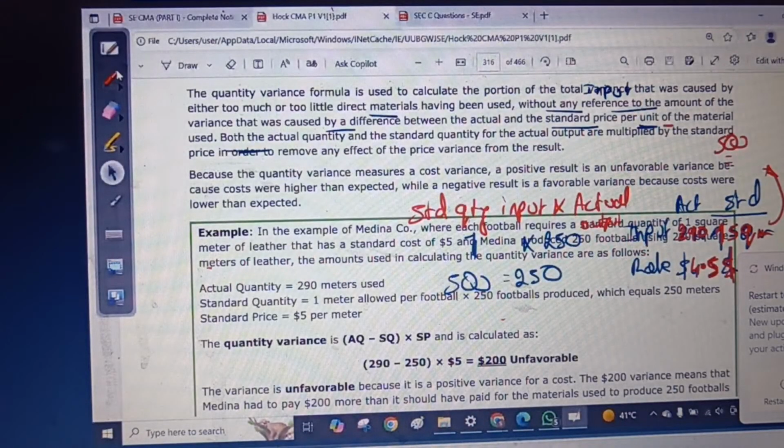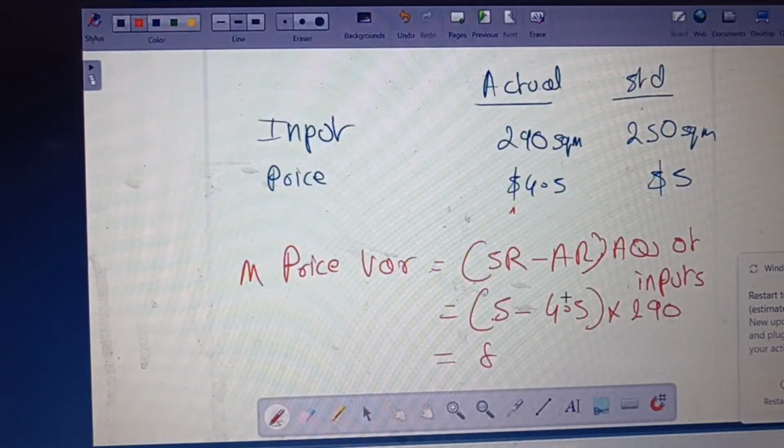Why is it favorable? Because the actual is lesser than standard. That is why it is favorable. And the answer, I think, is 145. $145 favorable. Why? Because actual is lesser than standard.